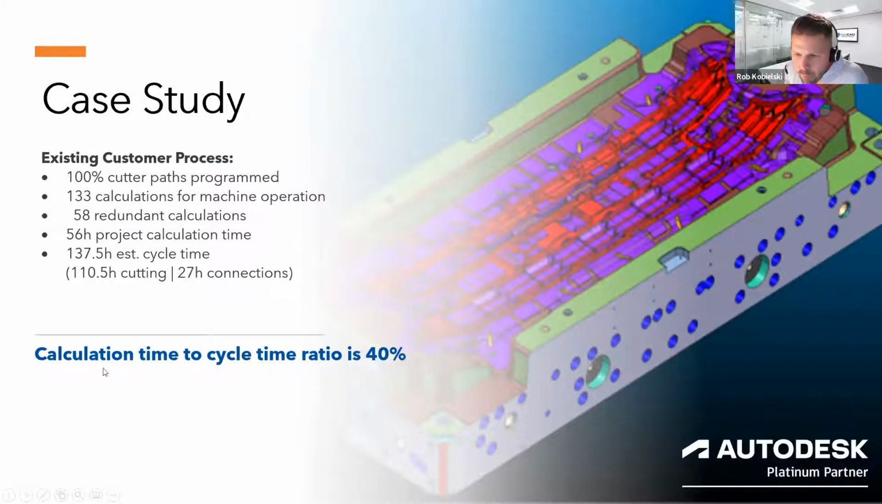The figure I want everyone to take note of before we carry on is our calculation time to cycle time ratio. It's a tangible ratio that we can extract from these figures. So it's at 40%.